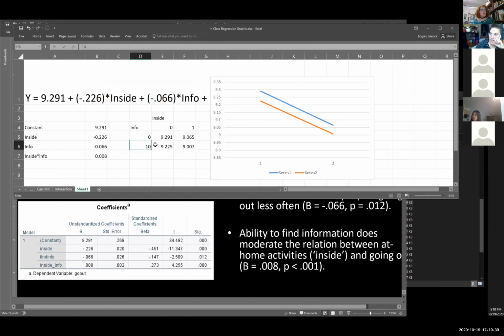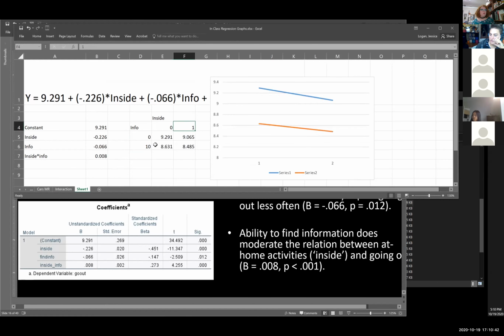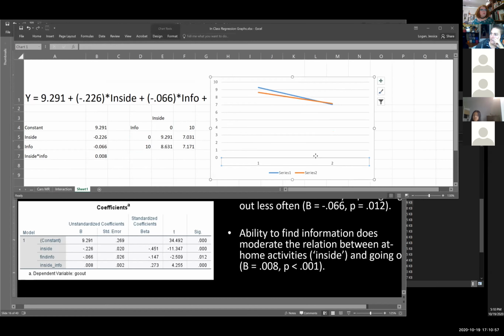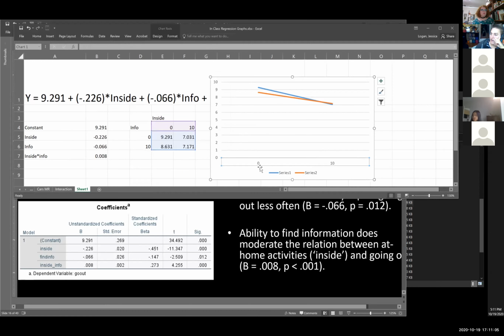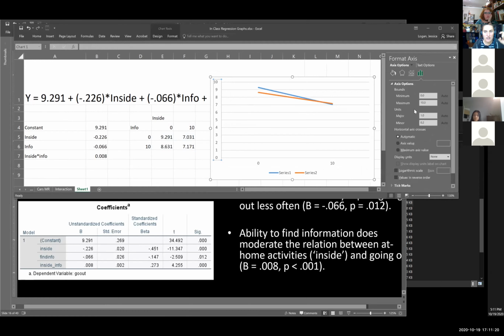But let's see what happens if I change these to 10 and 10. Look at that. 10 is not a reasonable value on one of those, I think, but we can pretend it is for illustration purposes. Okay. So I have now this scale going from 0 to 10. When my x value is 10, you can see what my predicted values are for each one. What I'm going to do now is change this axis so that I can see it easier.